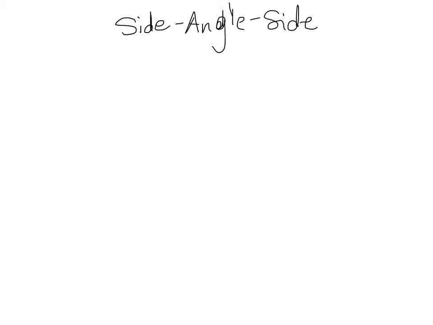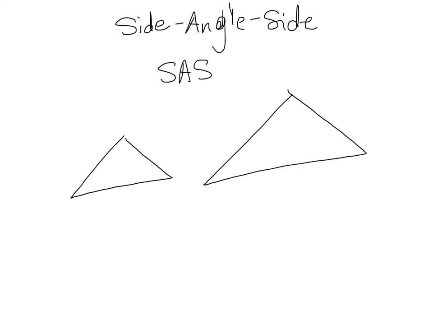So the side angle side similarity theorem, call it the SAS similarity theorem for short. Again, it is exactly what it sounds like. All you really need to check for is two sides and the angle between.